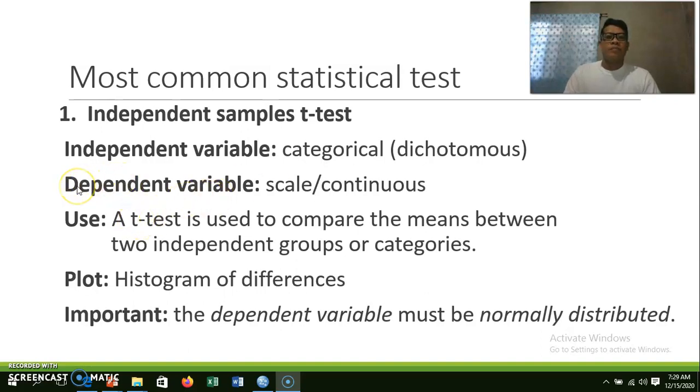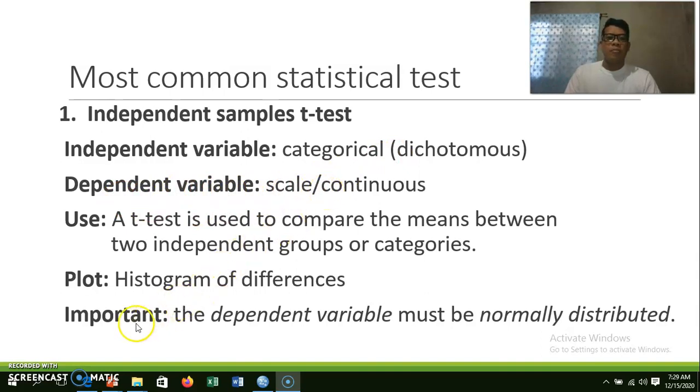The next is the dependent variable must be scale. What do you mean by scale? Scale is quantitative data, or it must be continuous data. So for as long as the dependent variable is quantitative, it's possible that we are going to make use of the independent samples t-test. Again, the independent variable must be categorical and dichotomous, meaning it has only two categories, and the dependent variable is a quantitative variable.